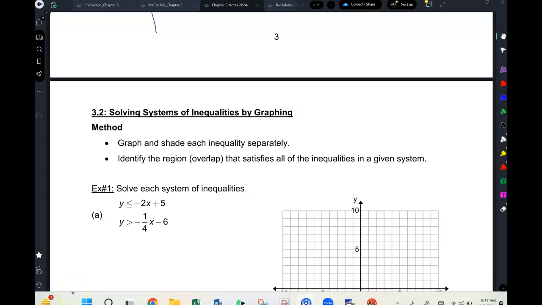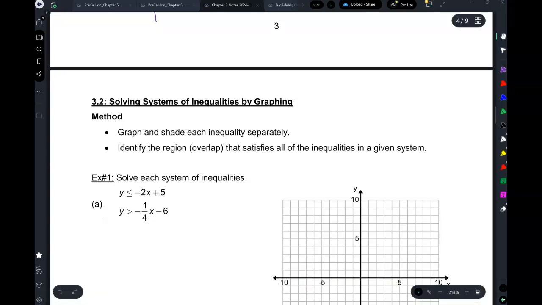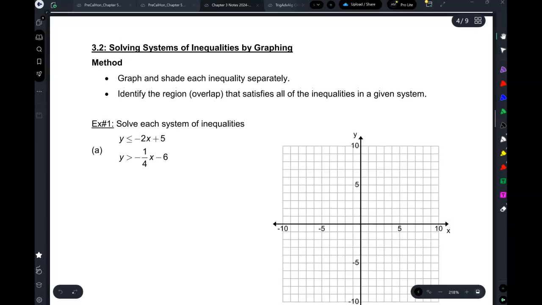Okay, so in section 2, we're going to talk about systems of inequalities. So this time they're going to be inequalities, not equations. What we're going to do is graph and shade each of the inequalities separately. And then if there is a region that overlaps, that's going to be the solution region, right?